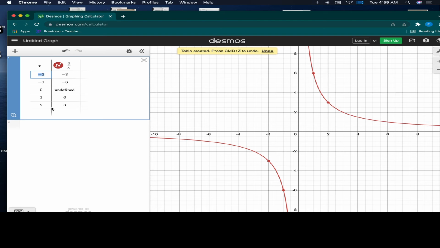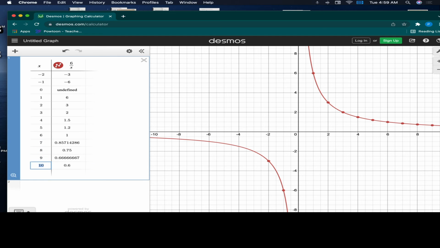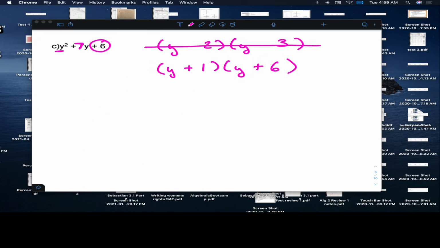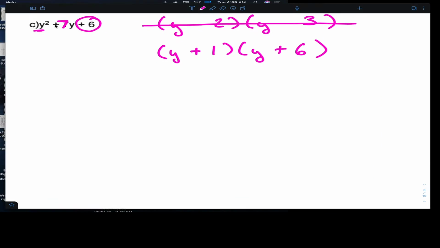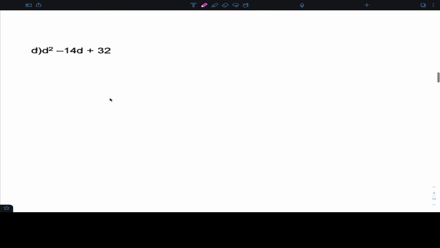And it's listing 1 times 6 is 6, 2 times 3, and you can either literally go under 2 and just keep hitting enter if you want more values. So, tons of ways of doing that. Even if you're at home, you don't have a calculator. Tons of ways of doing that. Okay. All right. Next up.